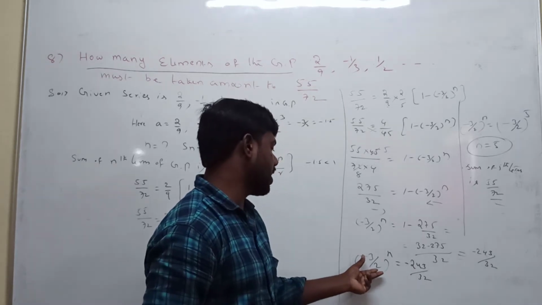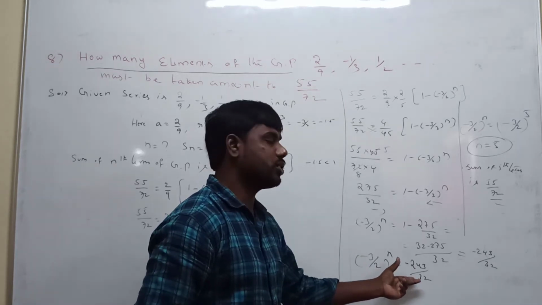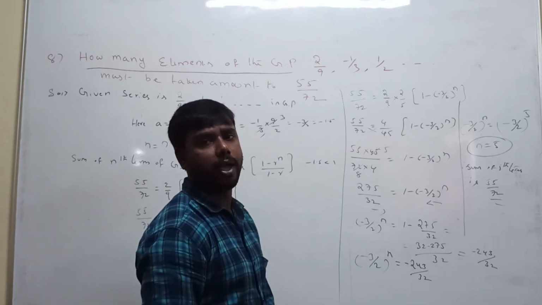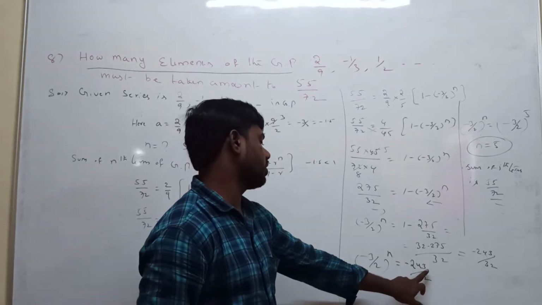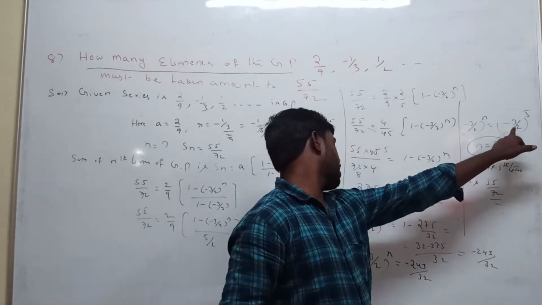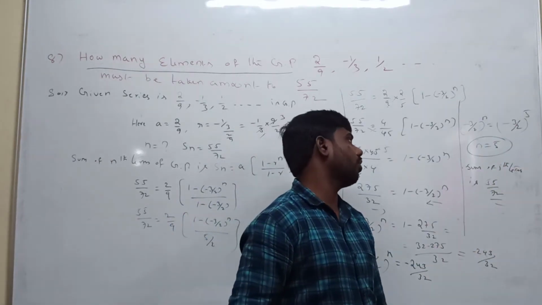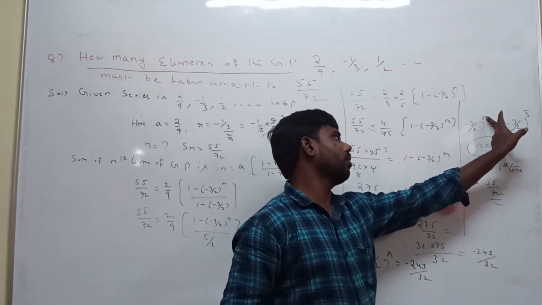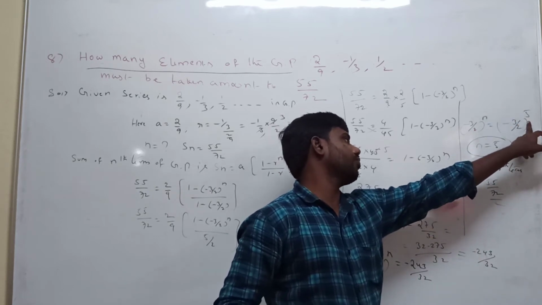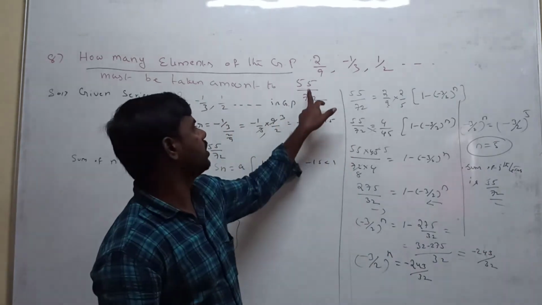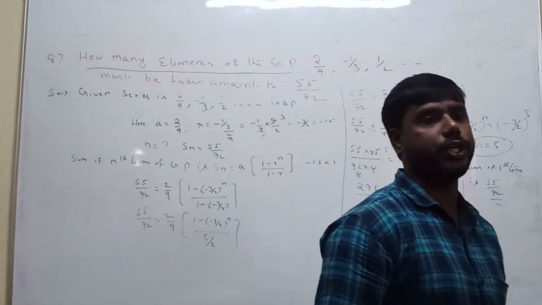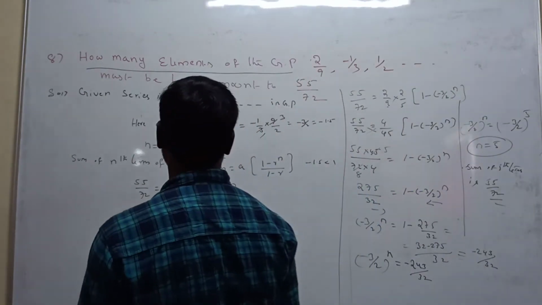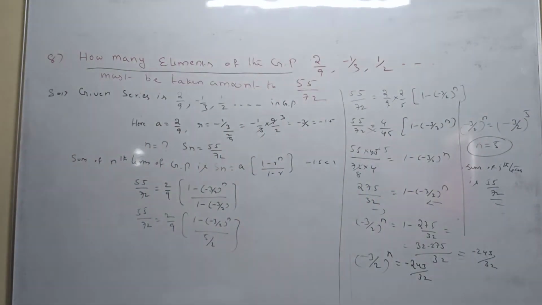Whenever the left hand side base is minus 3 by 2, the right hand side will also be converted to minus 3 by 2 all to the power of some n value. That's why minus 243 by 32 can be written as minus 3 by 2 all to the power of 5. Whenever bases are equal, then powers should also be equal. So n is equal to 5. Sum of fifth term value is 55 by 72. So everyone understood? It is clear how to find the number of elements in the geometric progression.